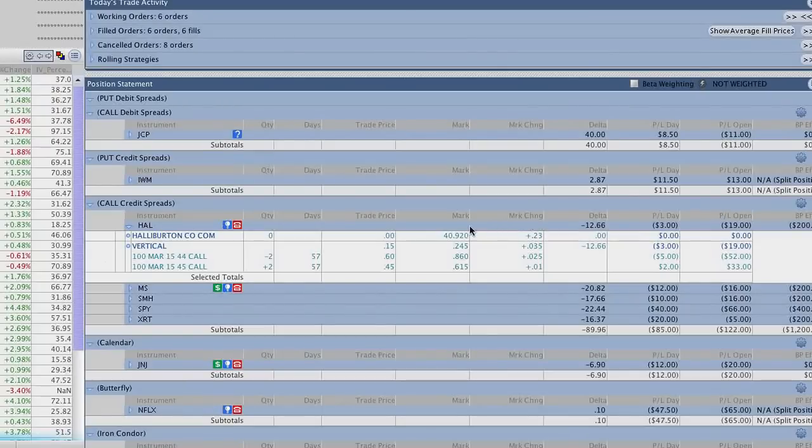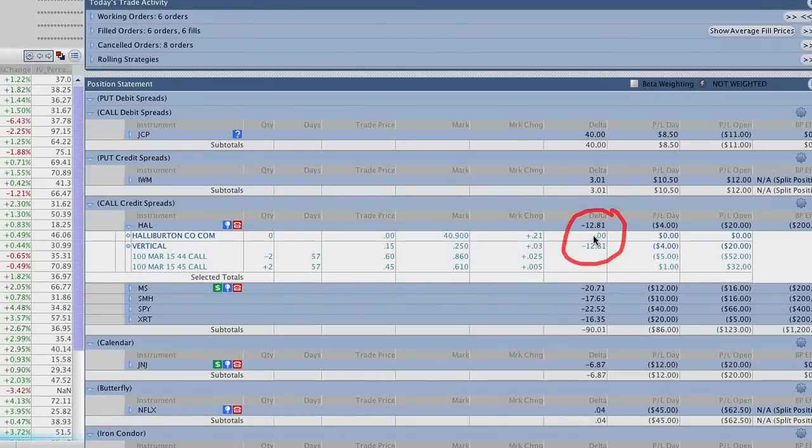So if I wanted to go ahead and hedge this position, the first thing I need to do is figure out just what the deltas of this position are. So I can see here on my chart that I've got a delta of this position of negative 12.82. So what this means is I really need Halliburton to go lower for this position to stabilize.